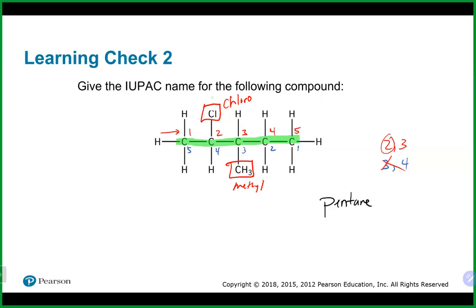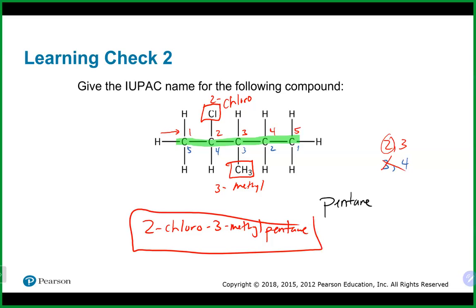That means that my chloro group is going to be at carbon number 2. My methyl group would be at carbon number 3. And now we're ready to put this together in alphabetical order. This would then be 2-chloro-3-methyl, and adding our pentane to the end will do it for us. Any questions on that one there?